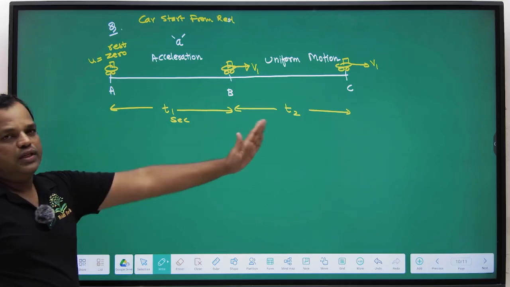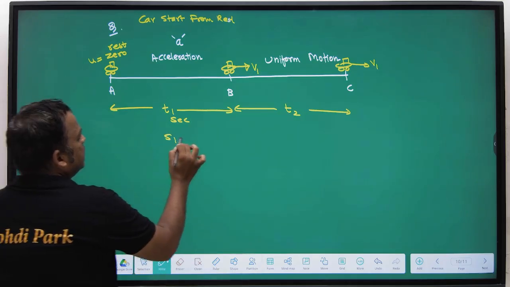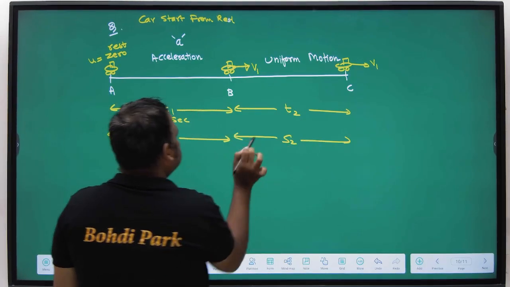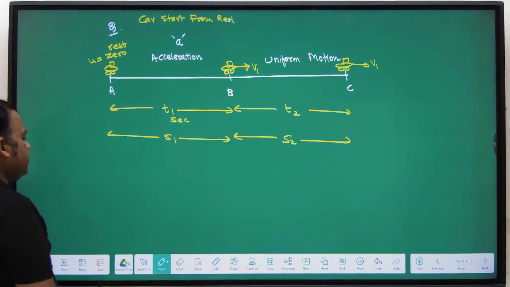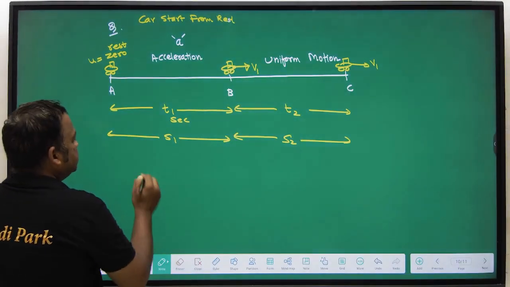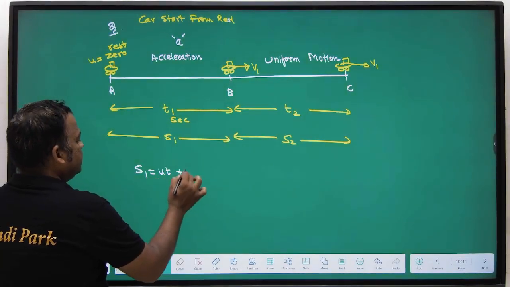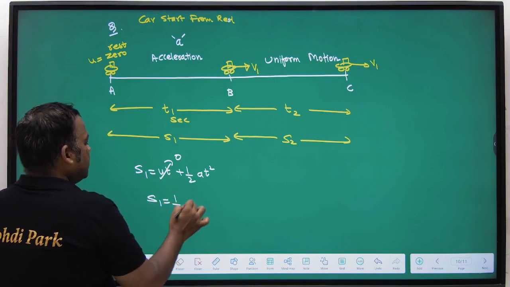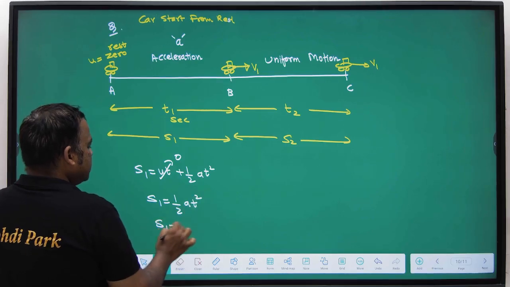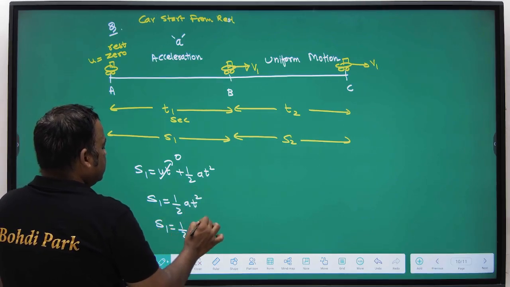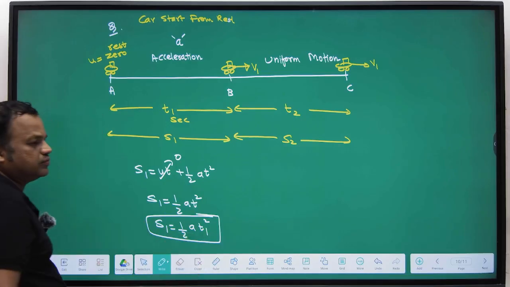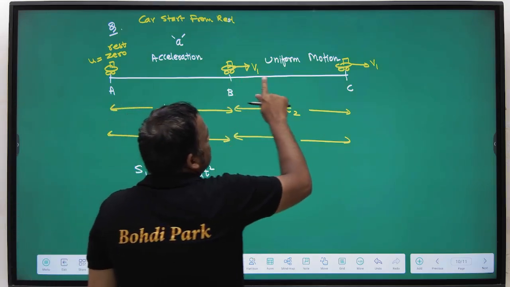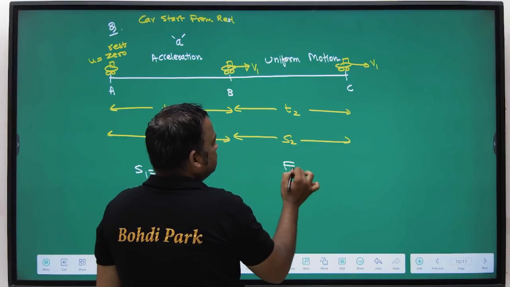Let's find what is the total displacement. So total displacement will be S1 plus S2. How to find S1? We will use S is equal to ut plus half at square. So S1 will be ut plus half at square. When u is 0, S1 will be half a t square. So S1 is equal to half a t1 square. This is S1. For S2, the velocity is constant. So acceleration is 0.